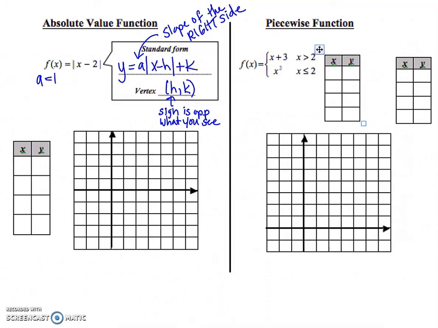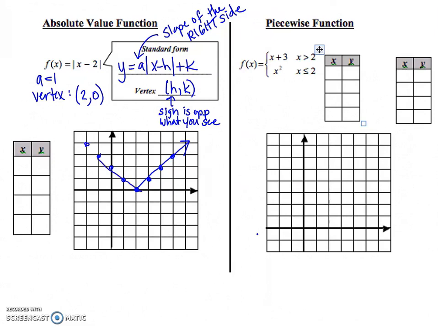And our vertex, our h value here, it's x minus 2 inside the bars, so our h value is positive 2. And since we don't see a plus or minus after the bars, that tells us that our k value is 0. Okay, so I can graph this right now without even making a table, because I know my vertex is at (2, 0), and I know my slope is up 1, right 1, up 1, right 1, up 1, right 1. So this gives me what my absolute value function looks like on the right-hand side. And then the left-hand side is just going to be the mirror image of that. So up 1, left 1, up 1, left 1, up 1, left 1, up 1, left 1.